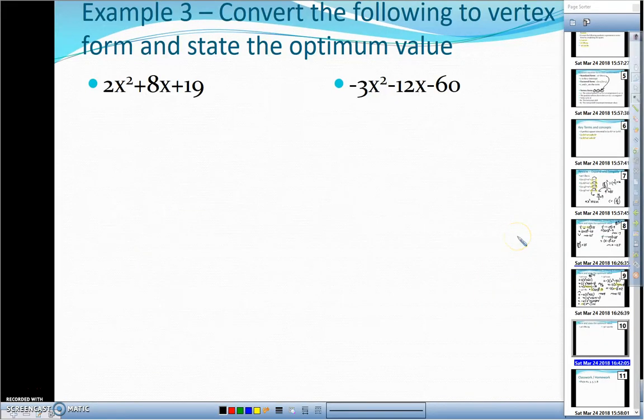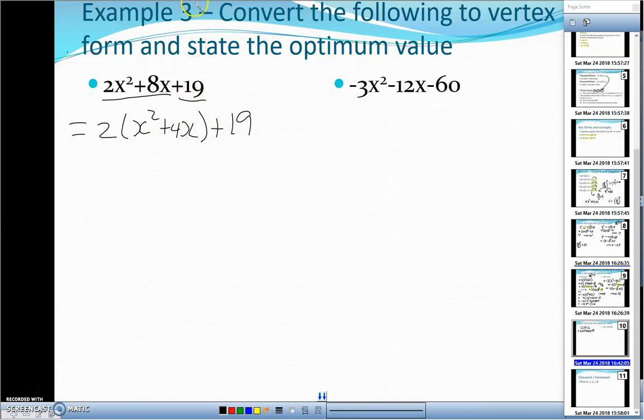Turn to our final questions, which are the same as what we've been doing before, except we've got this last term. And it is a little bit more tricky because we're actually going to factor out the 2 only from the first two terms, not all 3. And that's where a lot of students will get confused. So we common factor the 2 from the 2 and the 8. That becomes x squared plus 4x. And on the outside, this 19 stays there.